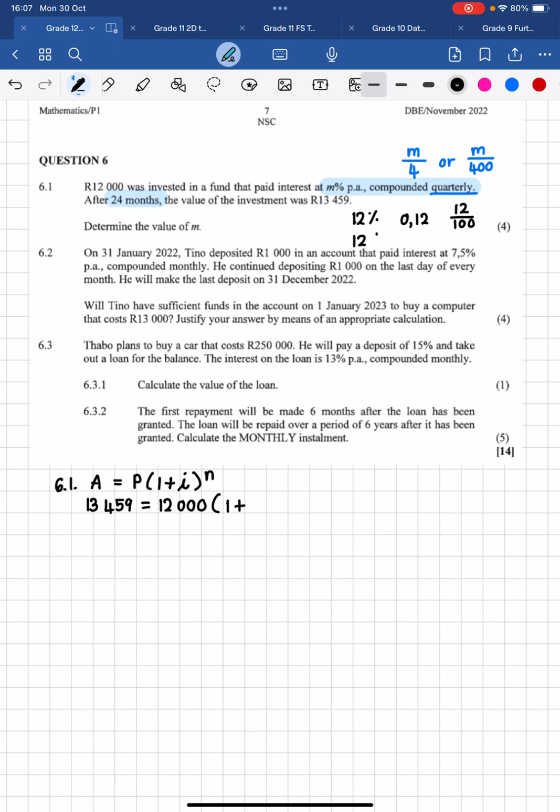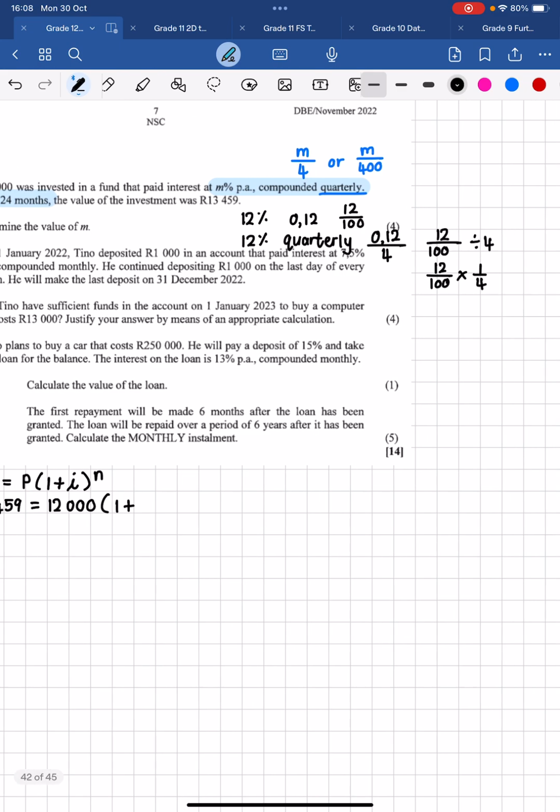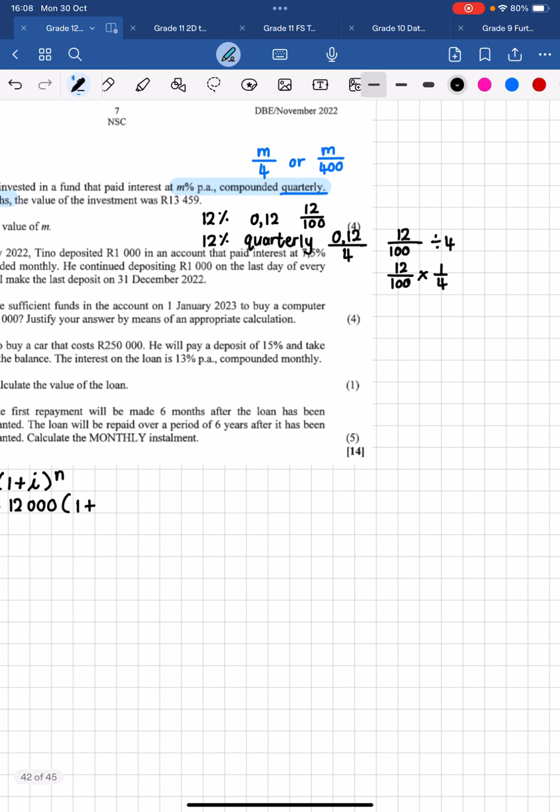But if they then say 12% quarterly, that means that you are still getting 12% over the whole year, but they are now splitting that 12% into 4 quarters. So you are either going to write that as 0.12 over 4, or you can write 12 over 100 divided by 4, which is the same as 12 over 100 times 1 over 4. Oh, sorry, that's off the screen. My apologies. Which is the same as 12 over 400.